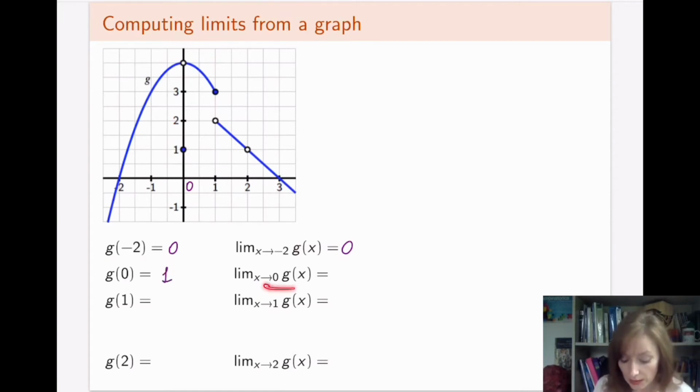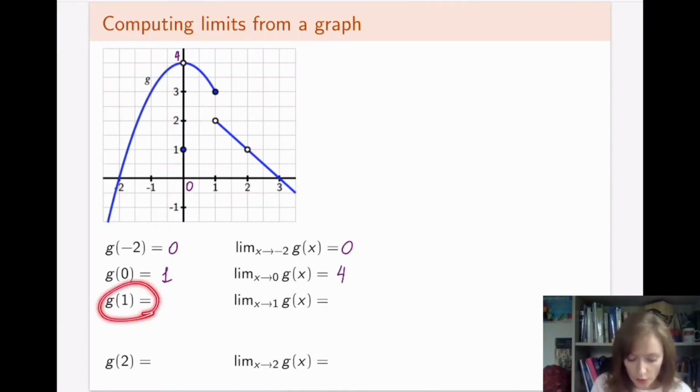What about the limit as x approaches 0? Again, remember from the last slide, it doesn't matter what happens at 0. As far as the limit is concerned, it matters what happens around 0. So as x approaches 0 from the left and from the right, I'm going to follow the function from the left and from the right of 0 and see that in this case, it approaches 4. It approaches this y value up here, which is in fact 4.